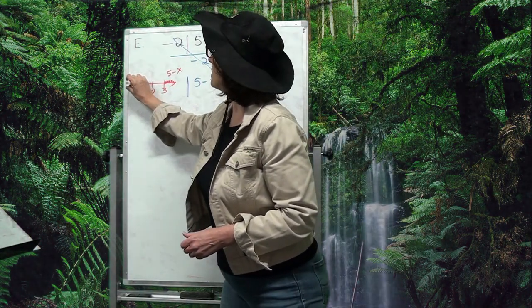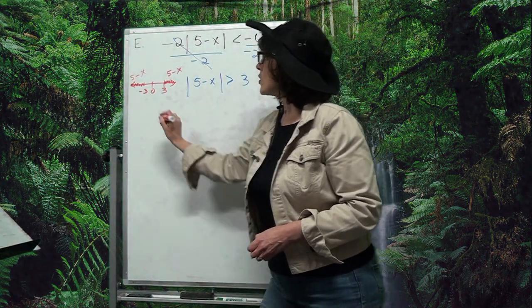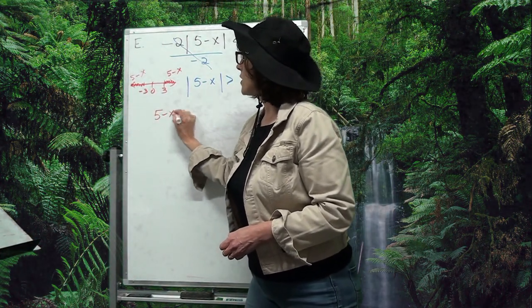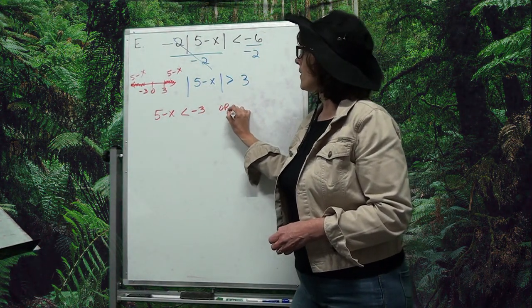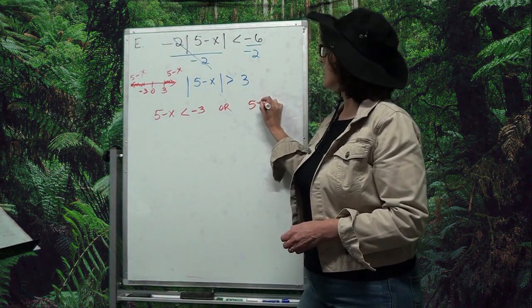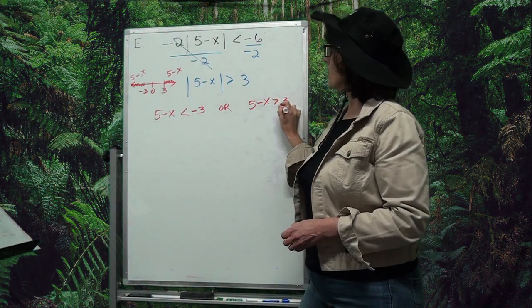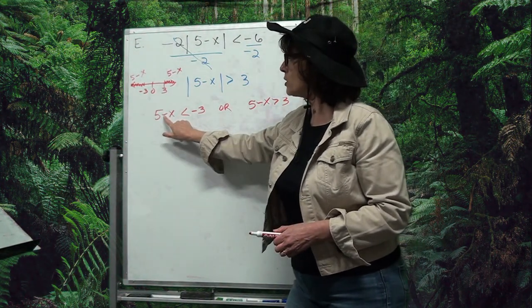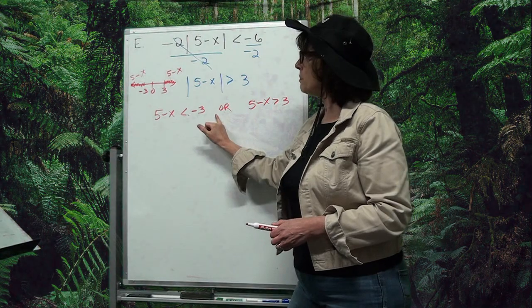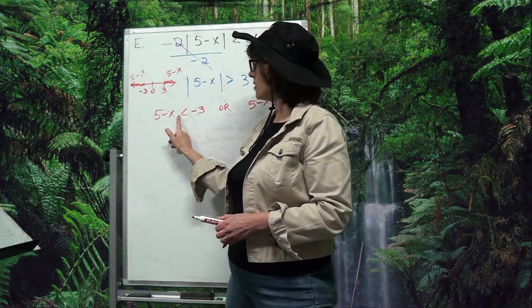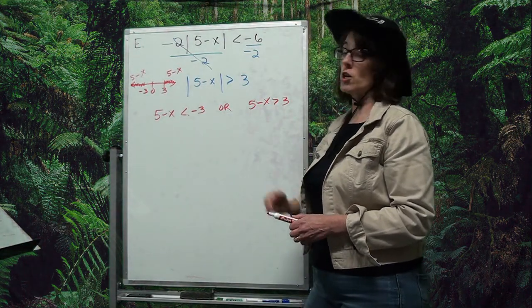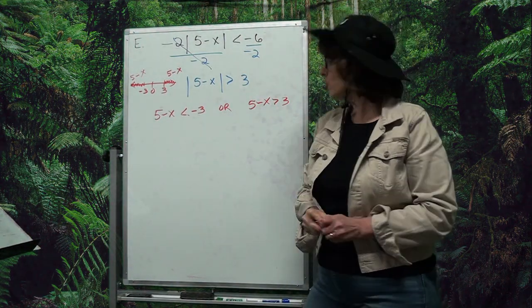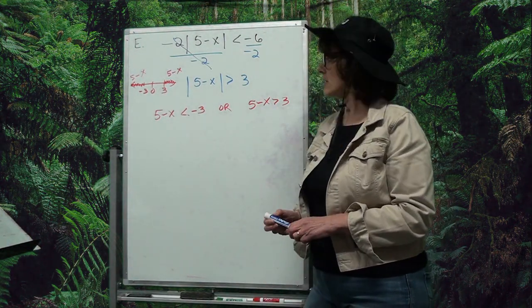It could also be positioned back here. So that 5 minus x could be smaller than a negative 3, or it could be bigger than a 3. Remember, small n goes with a small number, big N goes with a big number. So if this is smaller than negative 3, the small n is going to go with this. And if this is bigger than a 3, then the big N is going to go with that. Again, creating two separate inequalities that I need to solve.